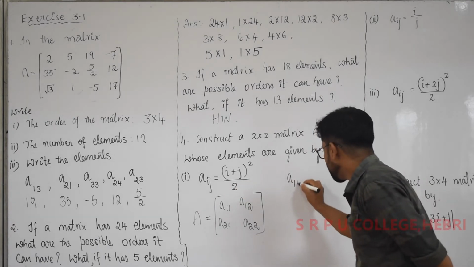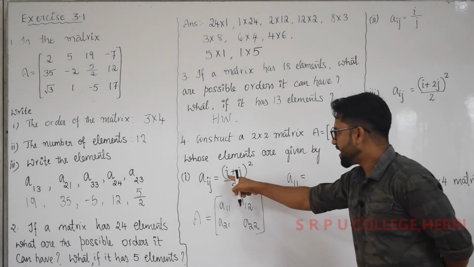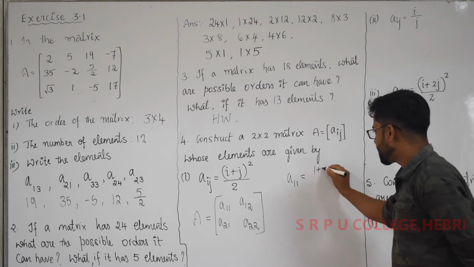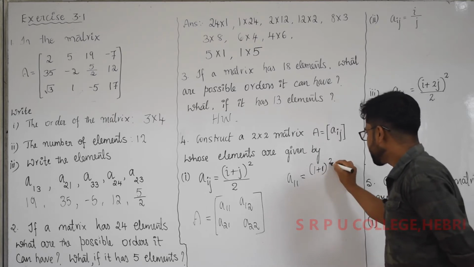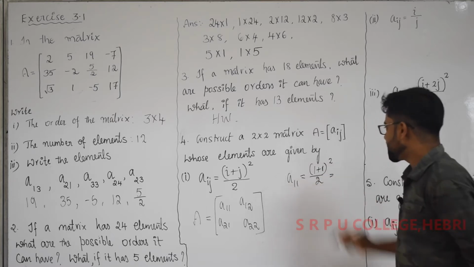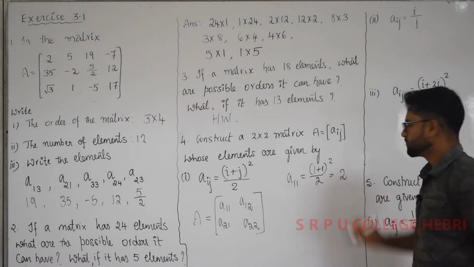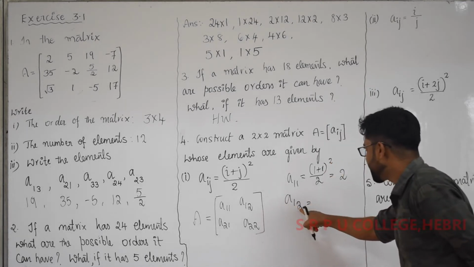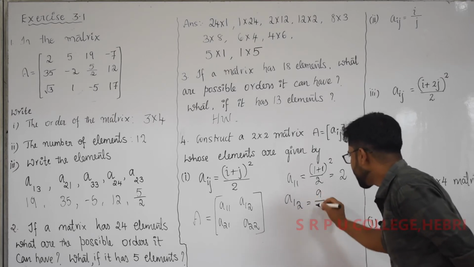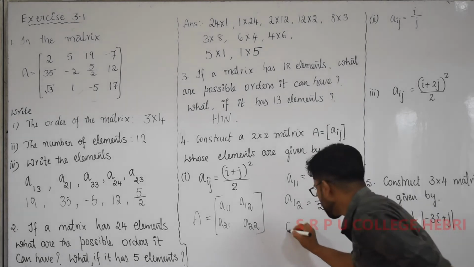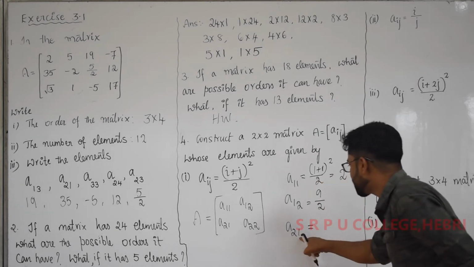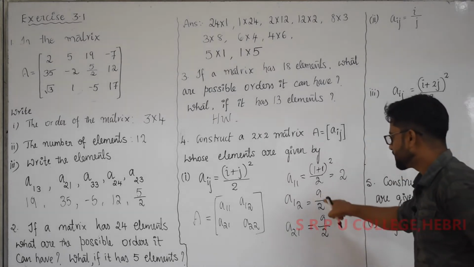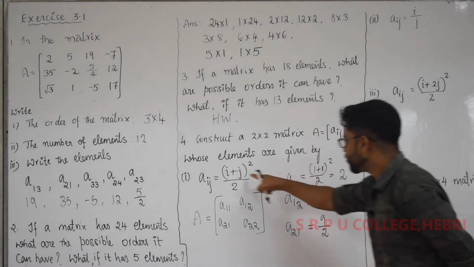Here A11 is equal to, look at (i plus j) whole square divided by 2. Here 1 is there, so (1 plus 1) whole square divided by 2. This will be 1 plus 1 whole square is 4, 4 by 2 is 2. A11 is ready. Next A12. Similarly here 1 plus 2, 3, 3 square is 9, 9 by 2. Next A21 is similarly 2 plus 1 whole square is 9, 9 by 2. The denominator is fixed. The changes happen in the numerator.